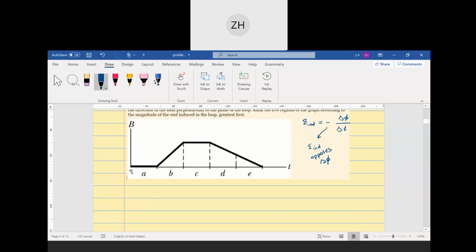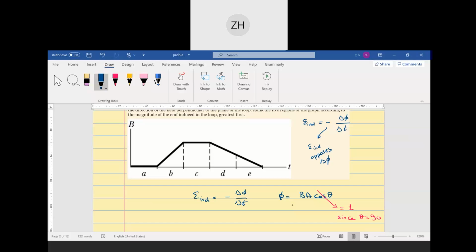Now, if we look at the graph, we can see the change in the magnetic field. How can we relate this to the induced electromotive force? We know that the induced electromotive force is minus delta phi over delta t, with phi being equal to BA cosine theta. Now, this cosine theta is equal to 1, since theta equals 0, as we are told that the direction of the magnetic field is perpendicular to the area. So we are left with phi being equal to B times A, the magnetic field times the area.